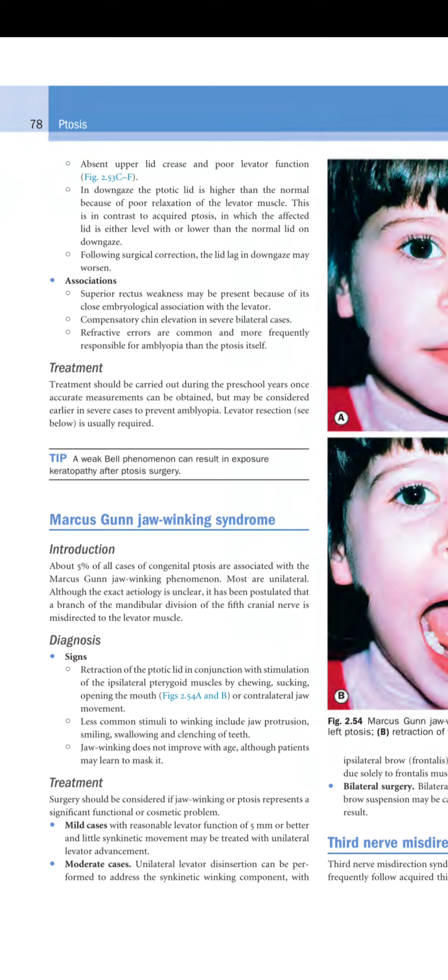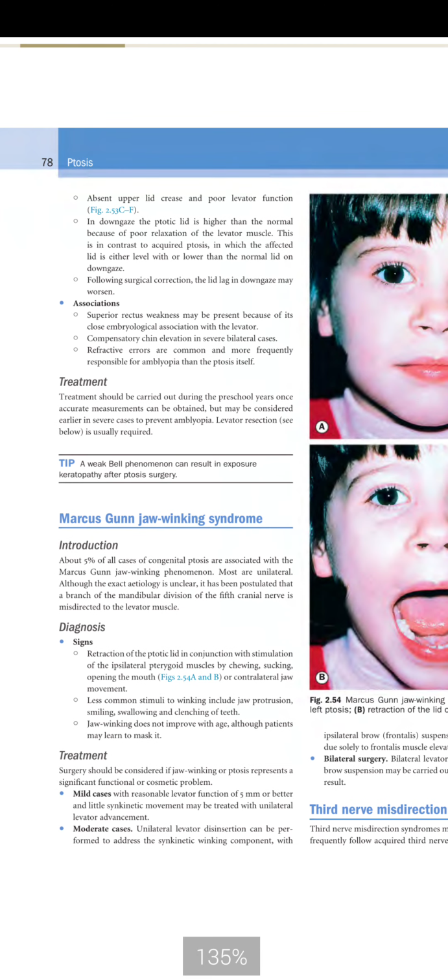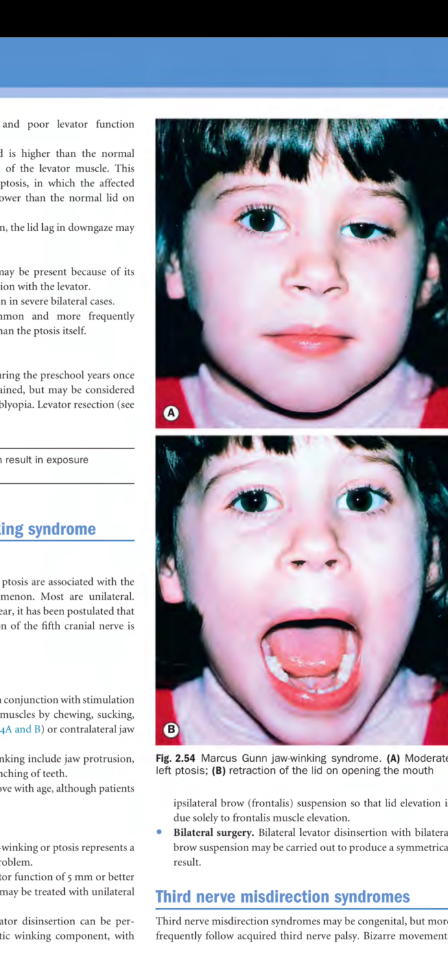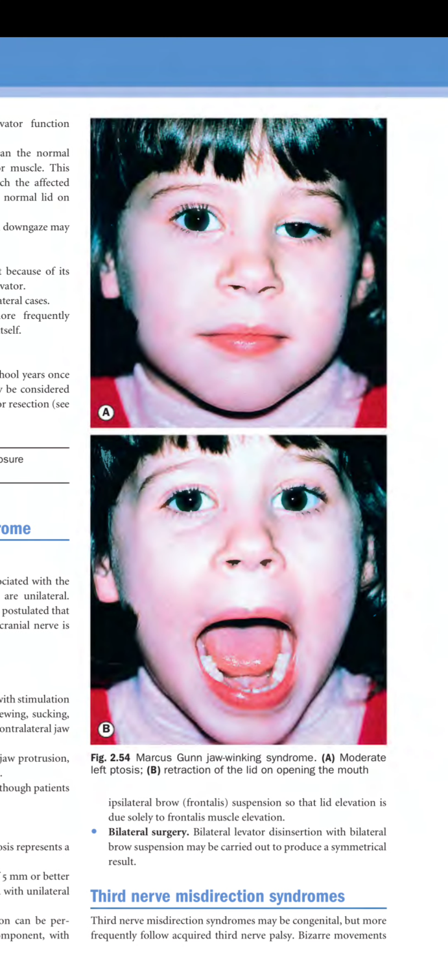Marcus Gunn jaw winking syndrome, introduction. About 5% of all cases of congenital ptosis are associated with the Marcus Gunn jaw winking phenomenon. Most are unilateral. Although the exact etiology is unclear, it has been postulated that a branch of the mandibular division of the fifth cranial nerve is misdirected to the levator muscle. So the nerve that is supplying the mouth is supplying the levator muscle.